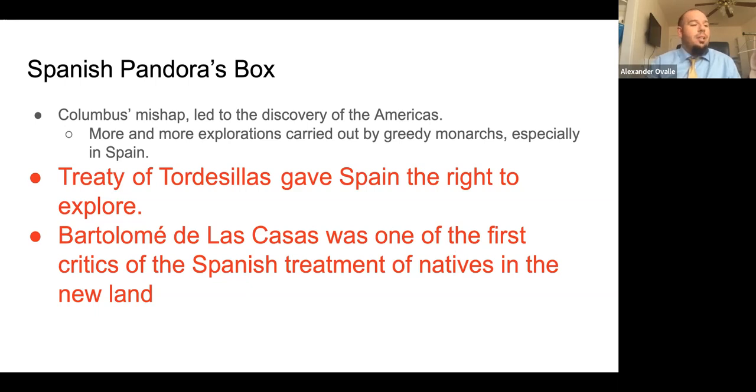He was a Spanish priest, came over trying to convert the natives to Catholicism, and he started to write down his documentation of the mistreatment of the natives by the Spanish, and would soon become a voice for the natives when people read his book. I think it's called The History of the West Indies.